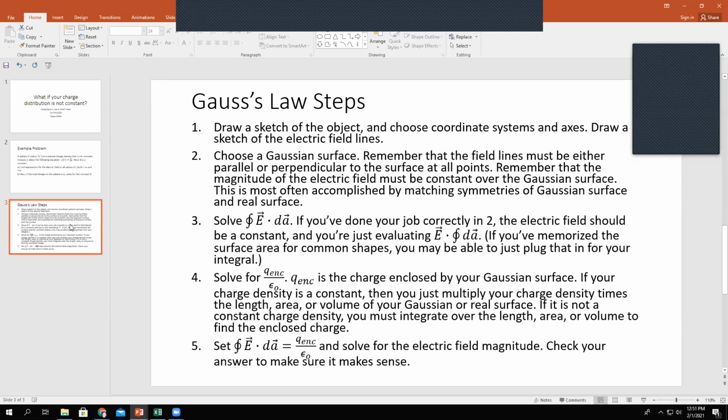Now, you also might enclose just part of the charge, okay? If you enclose just part of the charge, but you have a constant charge density, then you can just multiply your charge density times the volume that you're enclosing. So for example, if you have a constant charge density rho, you just multiply rho times the volume enclosed by that Gaussian surface, and then you have your enclosed charge, done and done.